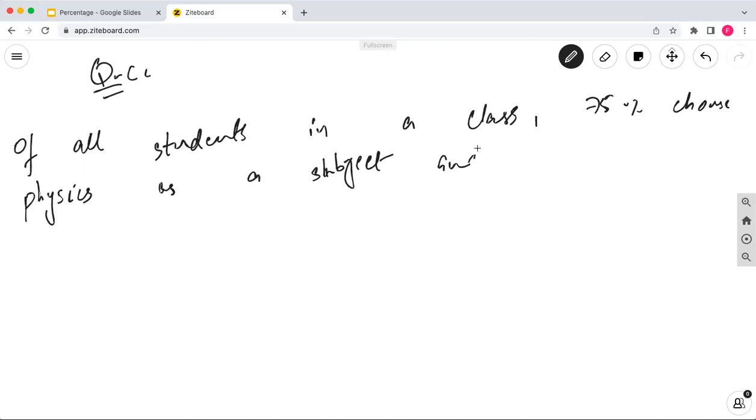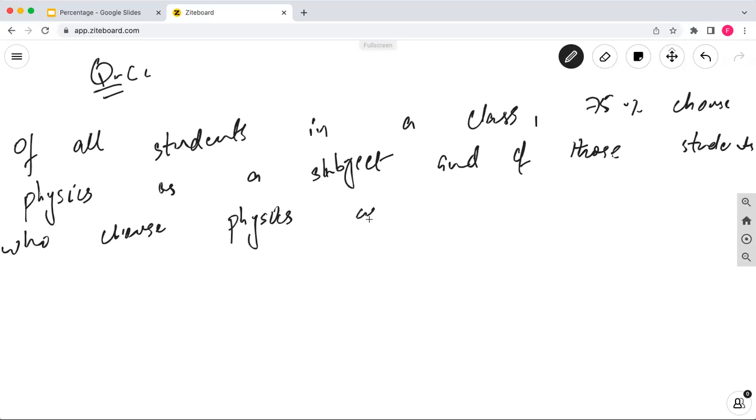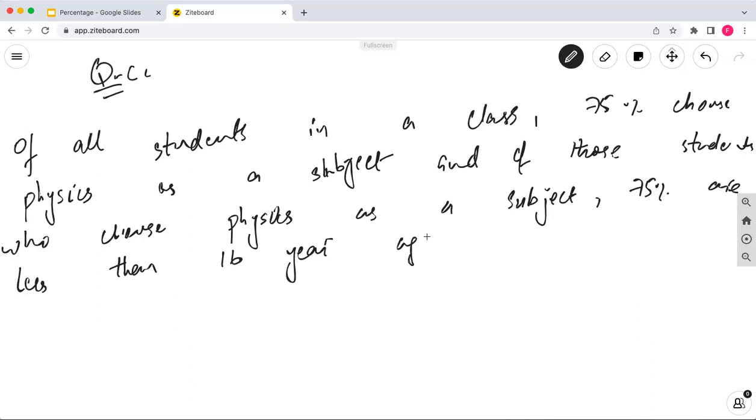And of those students who choose physics as a subject, 75% are less than 16-year age. I'll repeat that. Of all the students in a class, 75% choose physics as a subject. And of all those students who choose physics as a subject, 75% are less than 16-year age, right?